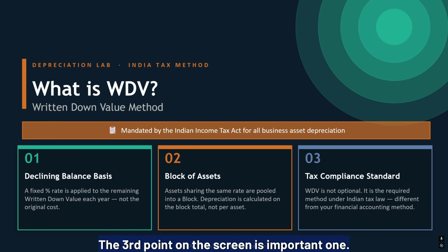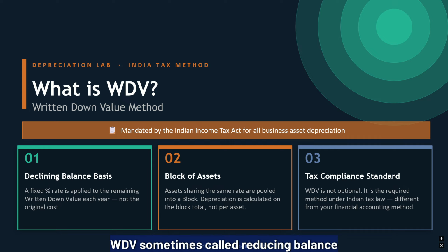The third point on the screen is an important one. WDV tax is a compliance method. It is required for your income tax return. For your financial statements under the Companies Act, you might choose a different method completely, straight line for example. That is fine. WDV is specifically and only for Indian income tax purposes.